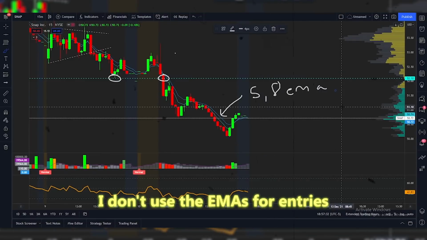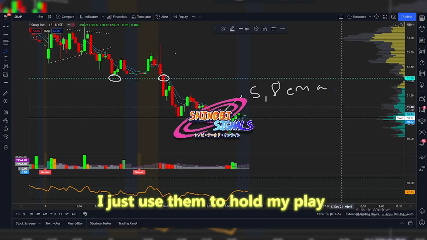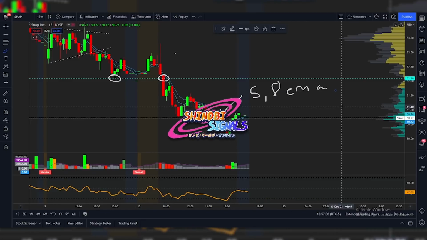But for me, I don't use the EMAs for entries. I just use them to hold my play and look for an exit. I'll never play EMA crossovers, any of that stuff. I'm always just using these EMAs to stay in the play longer.